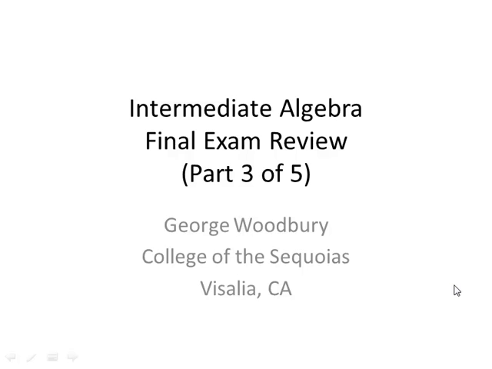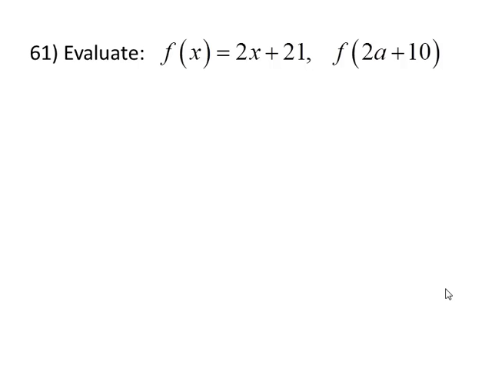And in this video, this will be part 3 of a 5-part final exam review for my Intermediate Algebra class. In this video, we'll take a look at problems that come from Chapter 11. This deals with functions and their graphs. First problem, evaluate f of x equals 2x plus 21.